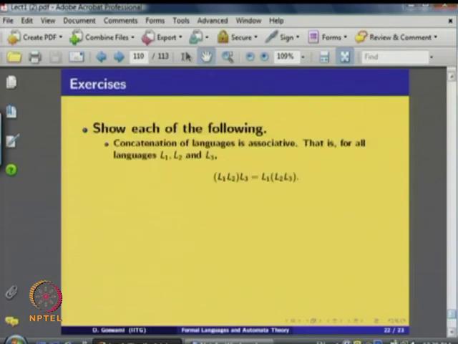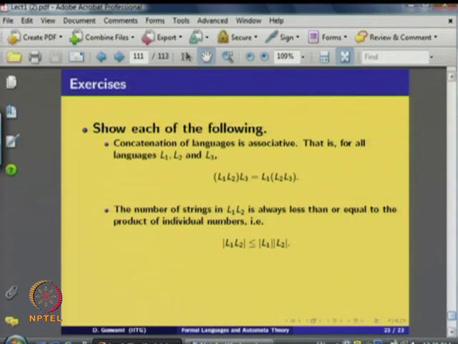And the properties that we discussed earlier may be proved. So concatenation of languages is associative, that is, for all languages L1, L2 and L3, L1 L2 concatenated with L3 equals L1 concatenated with L2 L3. Then the number of strings in L1 L2 is always less than or equal to the product of the individual numbers, and the other two properties as well. L1 is a subset of L1 L2 if and only if epsilon belongs to L2. Similarly, epsilon belongs to L1 if and only if L2 is a subset of L1 L2.